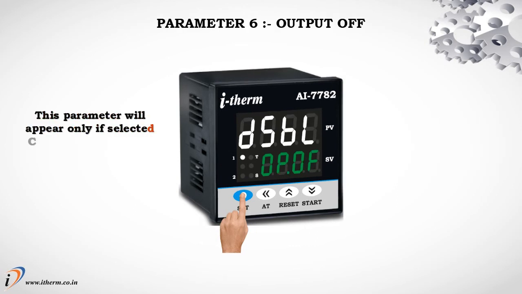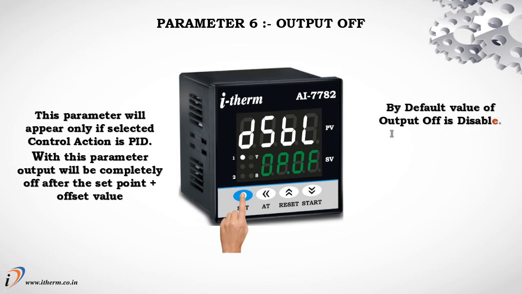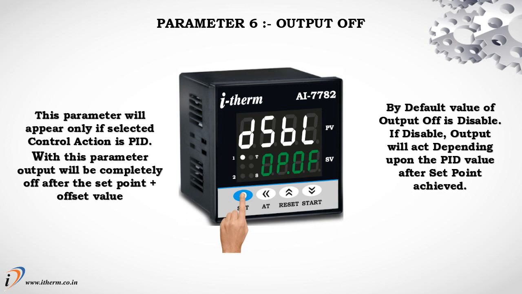Parameter 6, Output Off. This parameter will appear only if the selected control action is PID. With this parameter, output will be completely off after the set point plus offset value. By default, the value of output off is disable. If disabled, output will act depending upon the PID value after the set point is achieved.